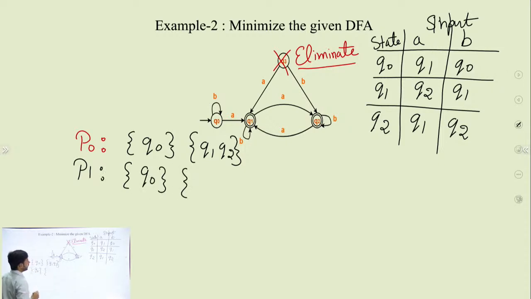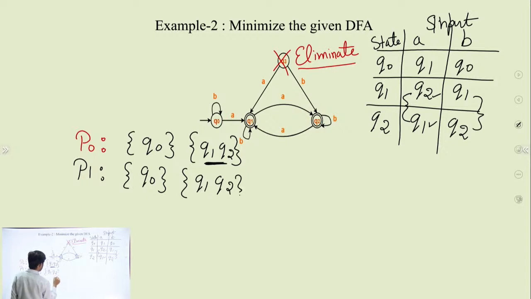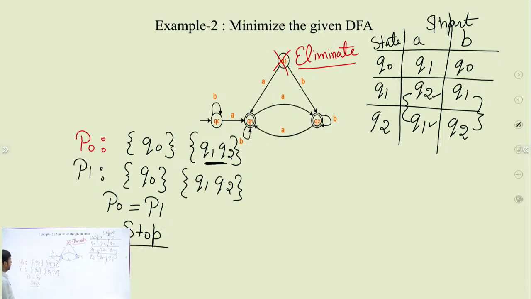Now, let us see Q1 and Q2. Q1 on input A goes to Q2, Q2 on input A goes to Q1. So this Q1 and Q2 belong to the same set, set 2. Similarly, Q1 and Q2 belong to the same set, set Q2. So it is the same as Q1 and Q2. So we see that P node is equal to P1. So we must stop here, because these two sets are equal.